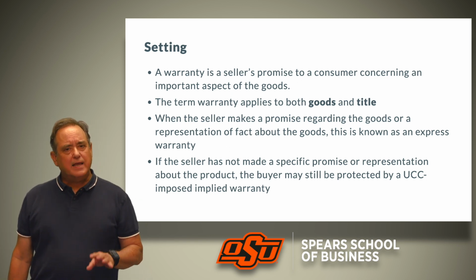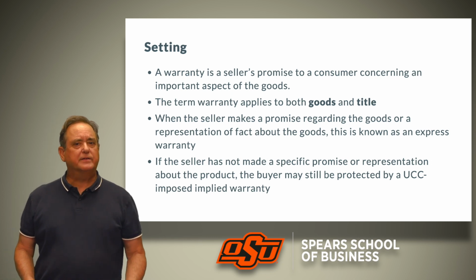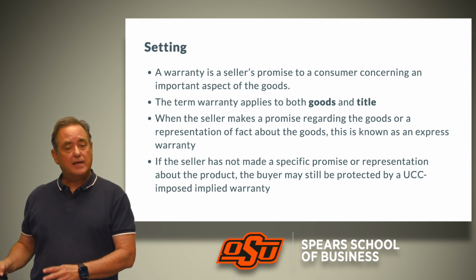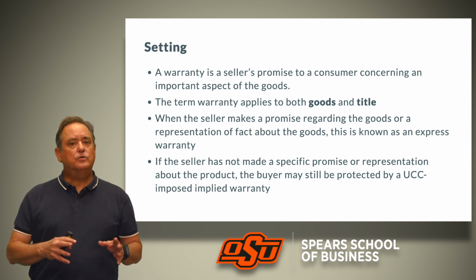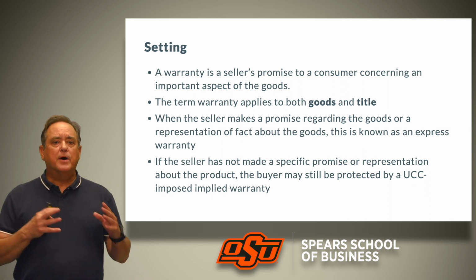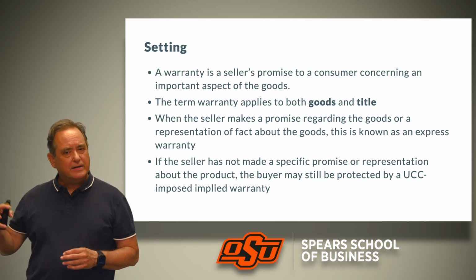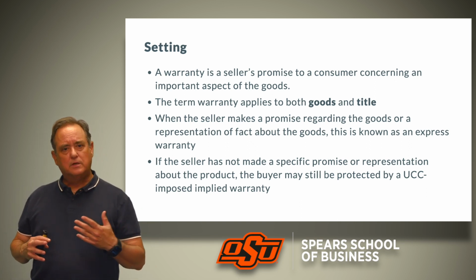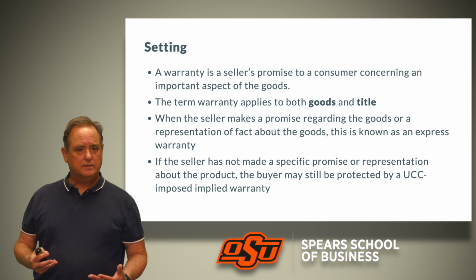So a warranty is a seller's promise to a consumer or to a buyer concerning an important aspect of the goods. And the term warranty applies to both the goods and title. So when a seller sells goods, those goods are sold pursuant to a warranty. There's a warranty attached to those goods. But also when the seller transfers title, there is a warranty attached to the title, a guarantee attached to the title. Now when the seller makes an explicit promise regarding the goods or representation of fact about the goods, this is known as an express warranty.